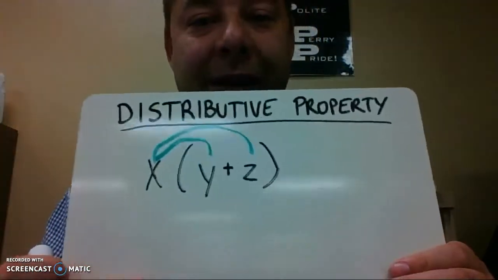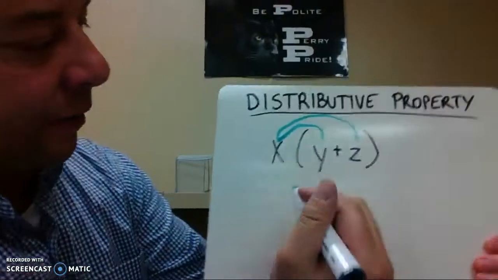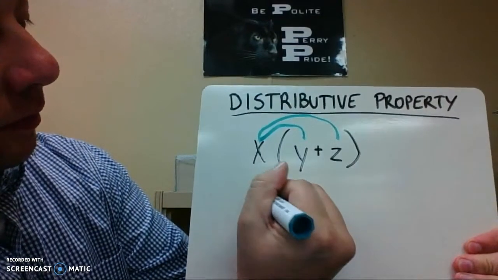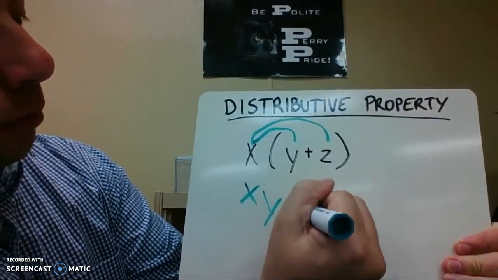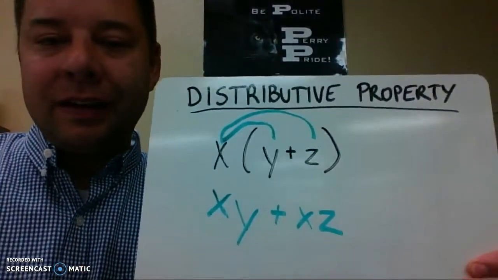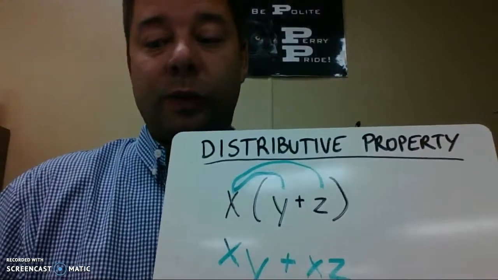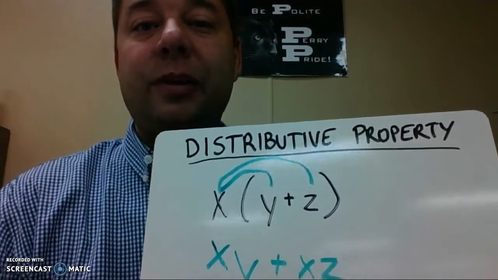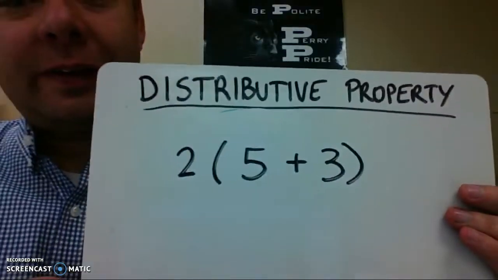I can then rewrite this problem, and I'll try to do this here on the video. So I have x times y plus x times z. So to take a look at this in a real world situation, I can give you some actual numbers. All right, so here are some real numbers.